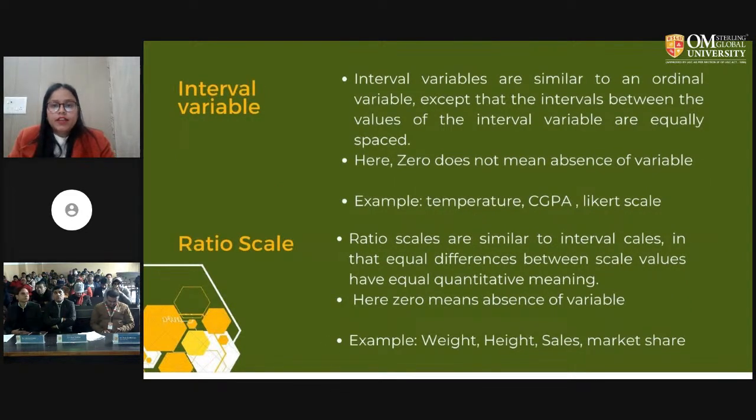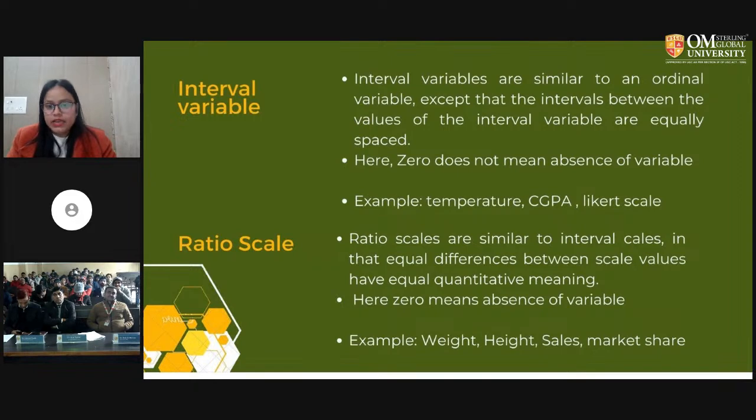Then we have interval variables and ratio scales. Interval variable and ratio scales are basically the continuous variable. Interval variables are similar to ordinal, but here the interval between the values is equal. So if I'm taking an example of temperature, starting from 0, then 10, 20, 30, the difference between the two intervals is the same. The most important thing which differentiates interval and ratio scale is that in interval scale, the 0 does not mean absence of the variable.